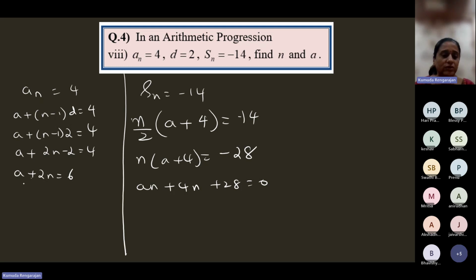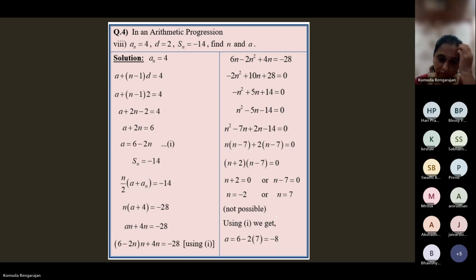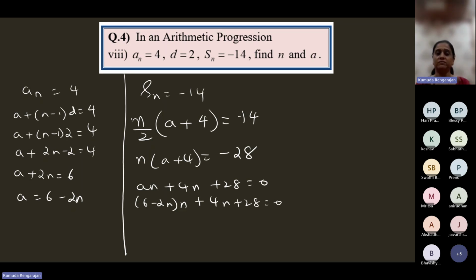Now come back to the first equation and write a as 6 minus 2n. So here, instead of a, use (6 minus 2n) into n plus 4n plus 28 is equal to 0. This will give you a quadratic equation in n. Solve and find the two values for n. You get n is minus 2 or n is 7. Minus 2 is not possible, so n is 7.